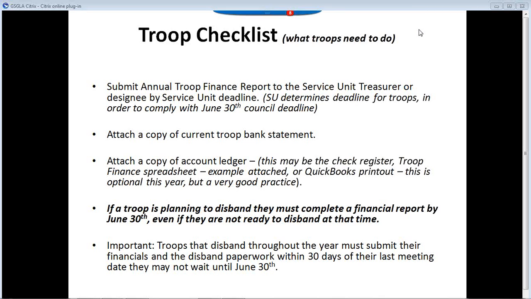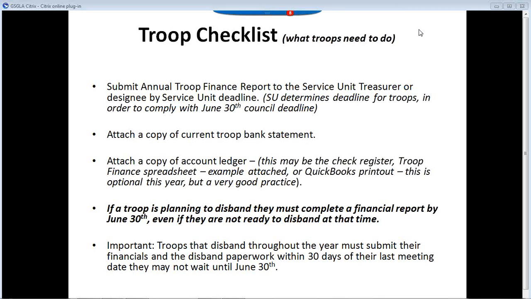You're also going to attach a copy of the account ledger. So this could be anywhere from a check register that you handwrite your information in, a troop finance spreadsheet, it could be the ledger that we're going to show you, QuickBooks printout or Quicken or any kind of money program that you might use. So we're requesting that you attach that, the entire year's ledger.